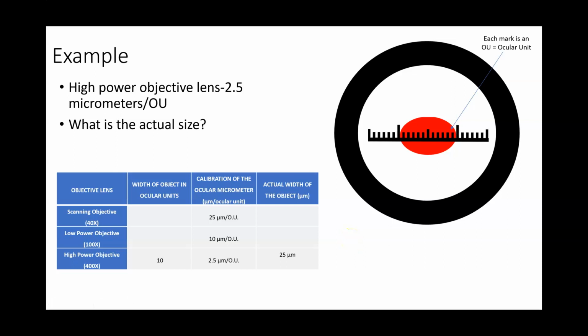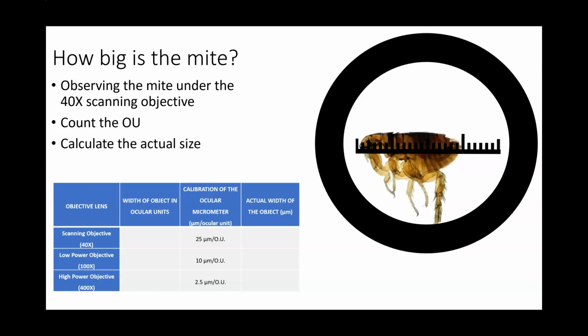So now I'm going to challenge you and make you do the calculations yourself for the objects that we talked about in the beginning of this video. So we first have a mite, this little mite or flea. I'm not sure. I'm not an entomologist. I'm not sure what it is. I just grabbed the image off Google. And we're going to look at this mite, this little flea, under the scanning objective lens. First pause the video and see if you can estimate how many ocular units it is across, and then see if you agree with me.